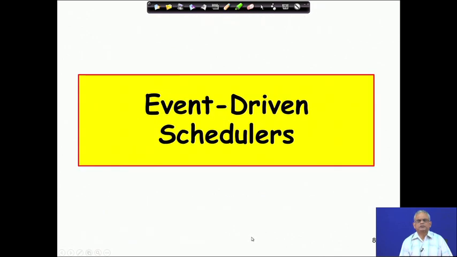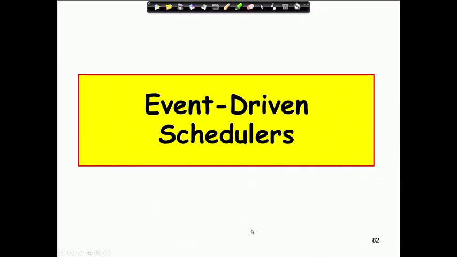Now, let us look at more sophisticated schedulers. The clock driven schedulers are simple, used in simple applications, but as the applications become more sophisticated, we need to deploy the event driven schedulers. Let us look at the event driven schedulers, the major classes of event driven schedulers and the issues that need to be handled.